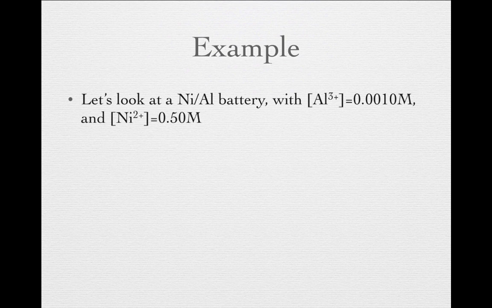Here's an example of our nickel aluminum battery. We've got a non-standard battery here. We've got our aluminum concentration at 0.001 and our nickel concentration at 0.5. Remember, under standard conditions, both of those would be at 1 molar. Here they're clearly not at 1 molar, so it's going to change the voltage.